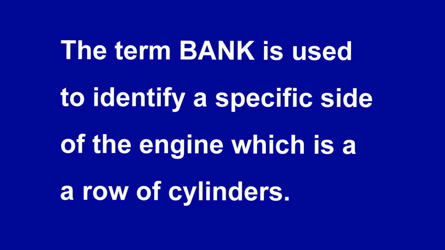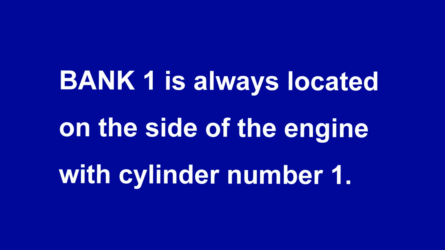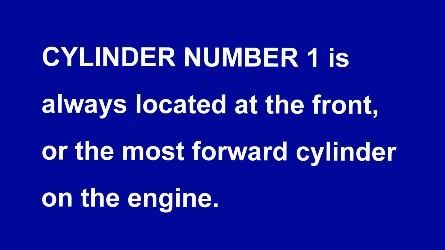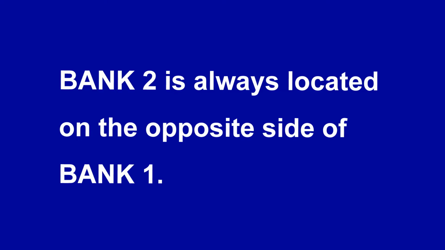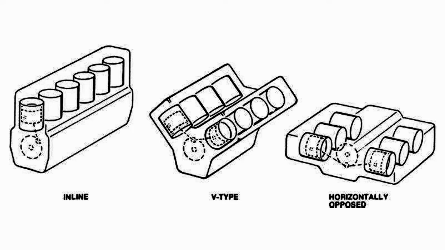The term bank is used to identify a specific side of the engine, which is a row of cylinders. Bank 1 is always located on the side of the engine with cylinder number 1. Cylinder number 1 is always located at the front or the most forward cylinder on the engine. Bank 2 is always located on the opposite side of Bank 1. This applies to inline, V-type, and horizontally opposed engines.